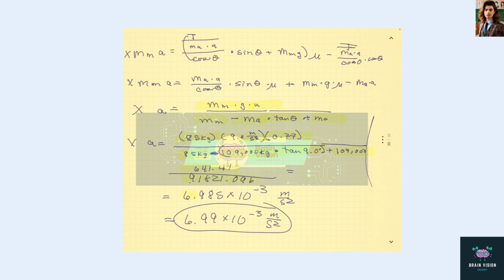Put my values in, here we go, and I got 6.99 times 10 to the minus third meters per second squared.